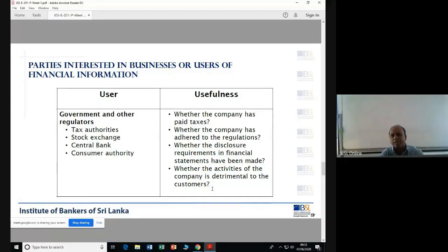Whether the company has paid taxes, which relates to the tax authorities. Whether the company has adhered to the regulations, which has something to do with the stock exchange. Whether the disclosure requirements in financial statements have been met, which has something to do with the central bank. Whether the activities of the company are detrimental to the customers, something to do with the consumer authority. Likewise, you can find so many examples, and the level of information that they require from these companies to ensure that the public interest is preserved.